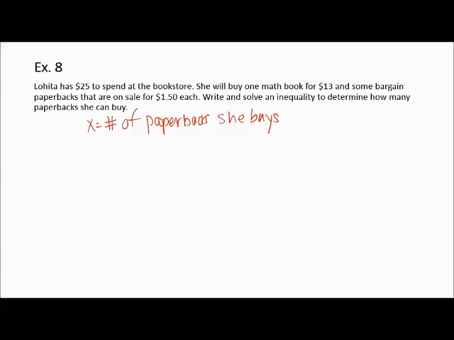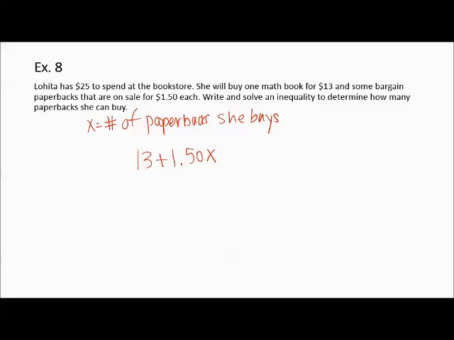All right, so what's her situation? Well, she's going to buy this math book for $13. We're going to put that down. And then what's she going to do? She's going to buy a bunch of paperbacks, and each one is $1.50. So to figure out how much she's going to spend on paperbacks, we're going to multiply however many she buys times $1.50. Well, however many she buys is being represented by x, so we want to write $1.50x. We're going to add that to the $13.